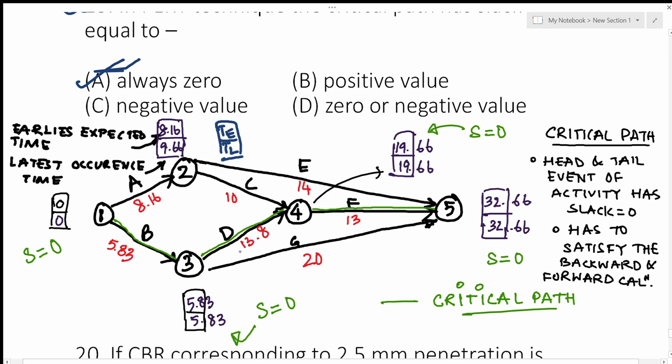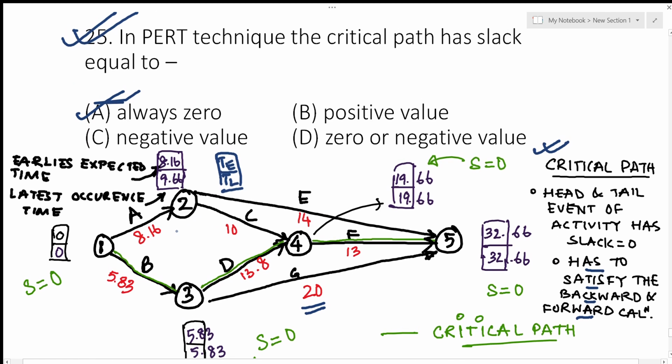Now you would ask, why is 1, 3, 6 not a critical path? So for a critical path, there are two conditions that need to be fulfilled. Head and tail events of activity have to have a slack which is equal to 0, and have to satisfy the backward and forward calculation. For 1, 3, 6, the activity 3-6 is not satisfying the forward and backward calculation, hence it's not the critical path. So remember, in order for it to become a critical path, the slack has to be 0.